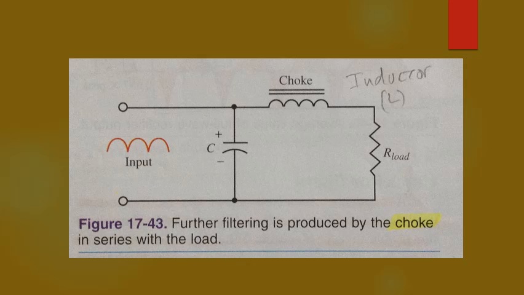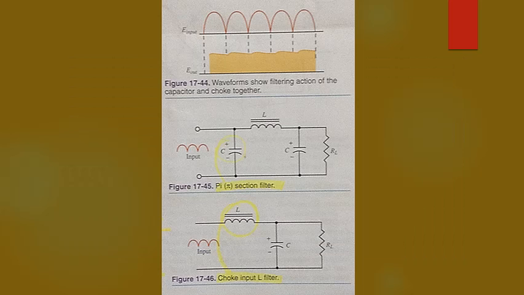Recall that inductance was that property of a circuit that resisted a change in current. A rise in current induced a counter EMF that opposed the rise. A decrease in current induced a counter EMF that opposed the decrease. As a result, the choke constantly opposes any change in current, yet it offers very little opposition to a direct current.